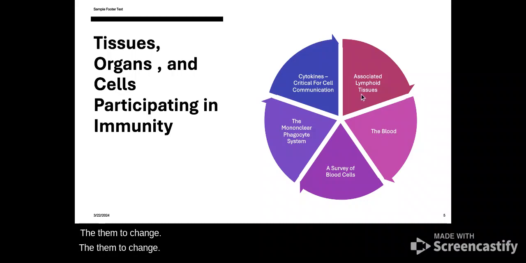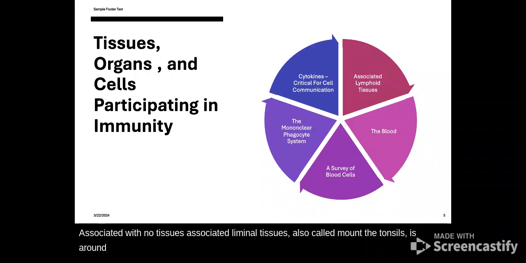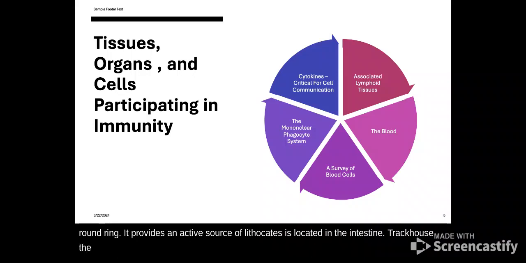Back to this one. Mucosa-associated lymphoid tissues, also called MALT. The tonsils form a round ring. It provides an active source of lymphocytes. Another is located in the intestinal tract. The best collection of these lymph tissues are called gut-associated lymphoid tissues or GALT.